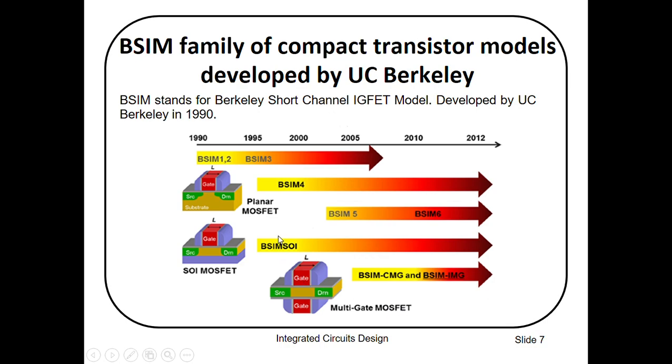Here they have the planar MOSFET models, the SOI models, and the multi-gate transistor models. They developed BSIM 1 and 2 around 1990 and BSIM 3 around 1995. Here this is BSIM 4, 5, 6, and after 2005 they developed BSIM-CMG and BSIM-IMG. CMG means common multi-gate model for this FET.